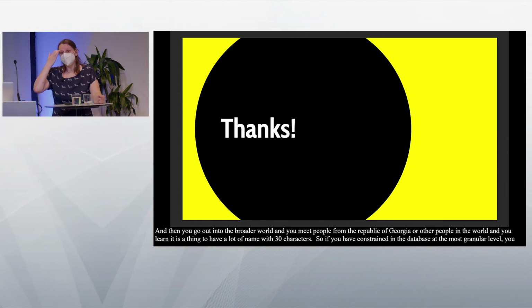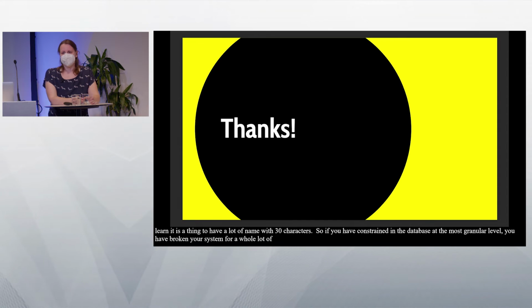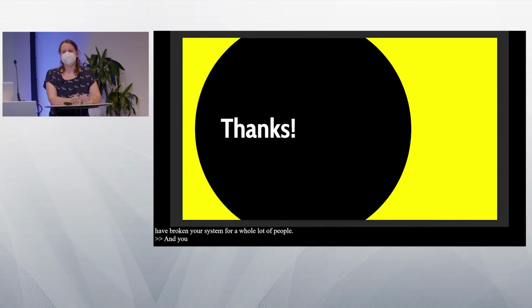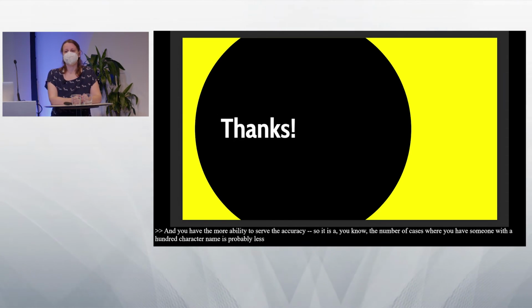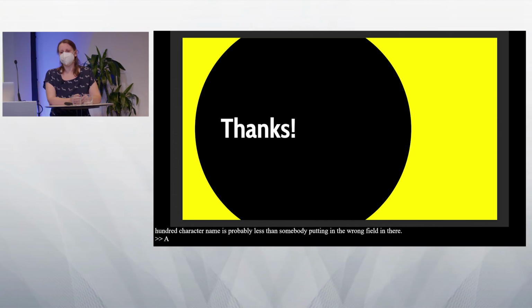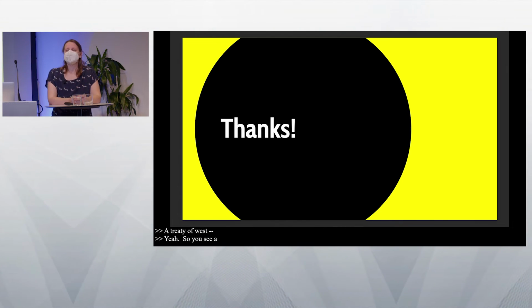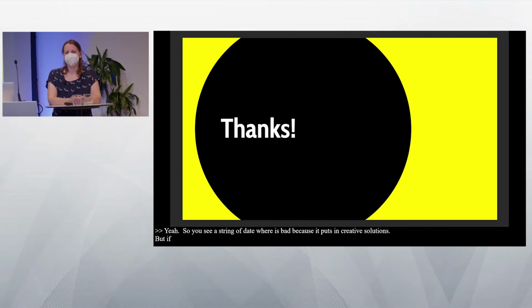But don't you then have more ability to preserve the accuracy of your data in some ways? In other words, the number of cases where you're going to have somebody with a longer than 100 character name is probably less than somebody putting the wrong field in there and you wind up with like a Treaty of Westphalia. Right. And so you seemed to imply earlier that constraining the data is bad because it leads people to put in creative solutions to things. But on the other hand, if you don't constrain your data, you wind up with incomplete or missing data. So where's the trade-off there?